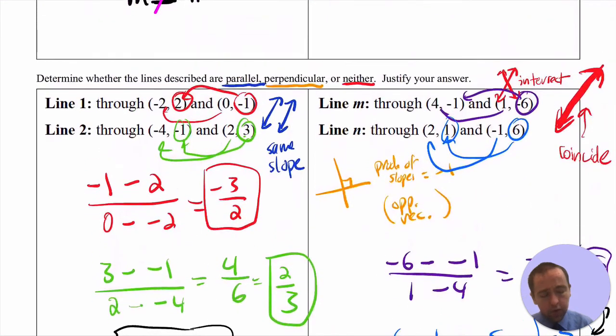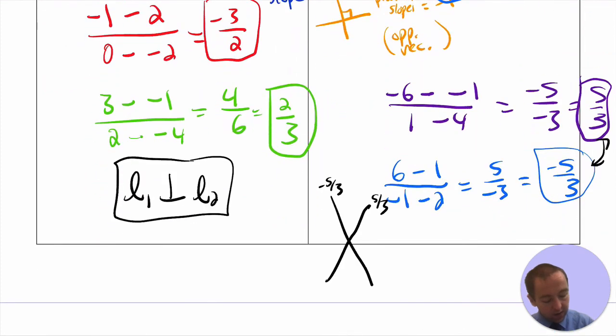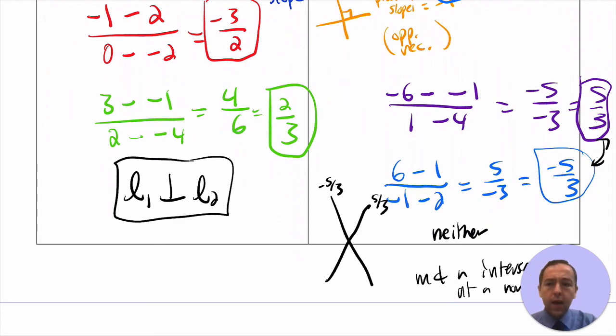So based on how the question was worded, it just says determine if they're parallel, perpendicular, or neither. So if you're going with the question, it would be neither. But I think a better way to answer this is just to say that M and N intersect because they have different slopes at a non-right angle, which just basically means they intersect at some angle that's not 90 degrees.